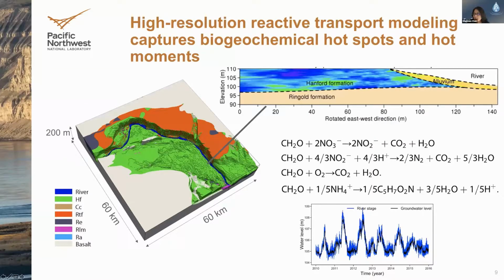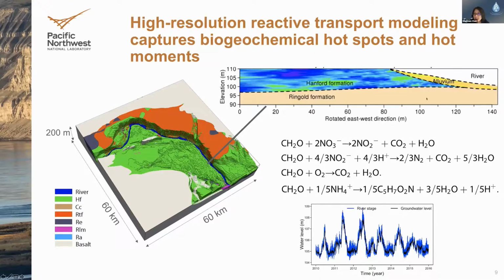One is what we call the alluvial layer. That is the more recent deposit at our riverbed, which is the most reactive layer of our system as well. Then beneath that, we have a very highly permeable Hanford formation, with a hydraulic conductivity in the range of thousands of meters per day.